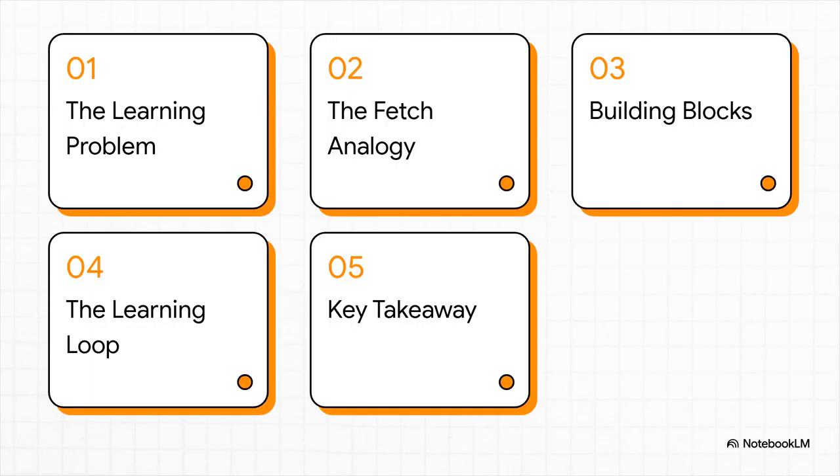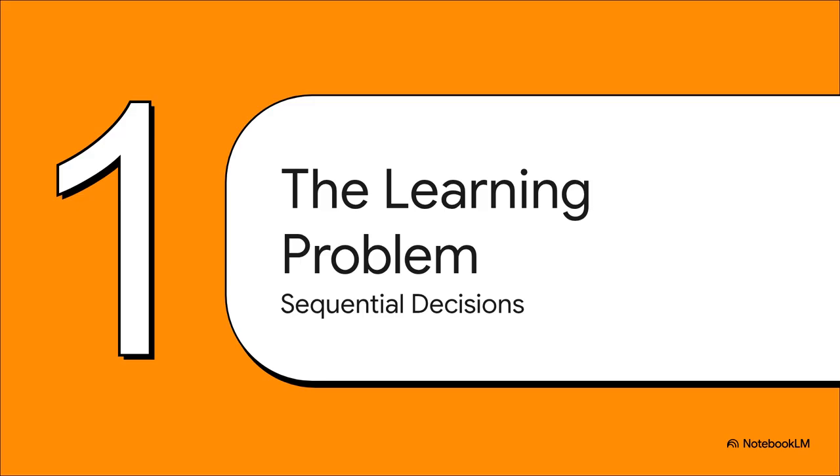Okay, so here's how we're going to tackle this. First, we'll look at the core problem reinforcement learning is designed to solve. Then, we'll use a super simple analogy to make it all click. After that, we'll break down the key parts, see how they all work together in a cycle, and then wrap up with the one big takeaway. All right, let's jump right in.